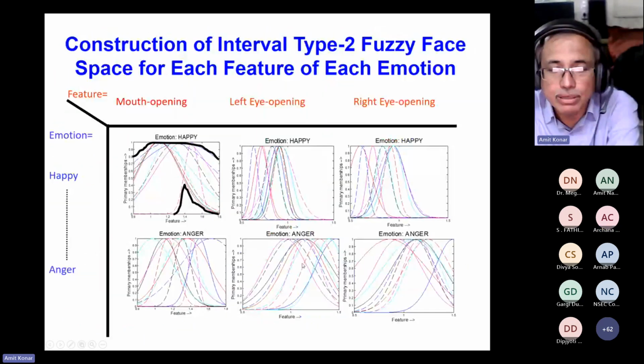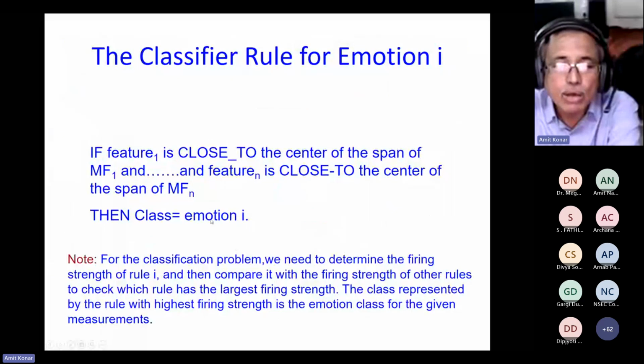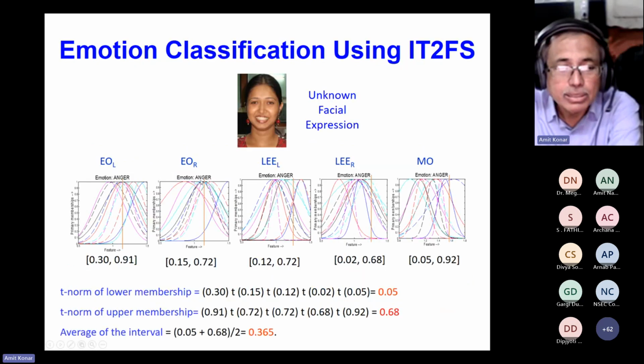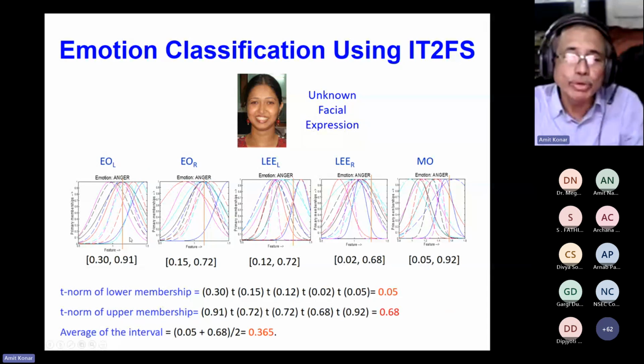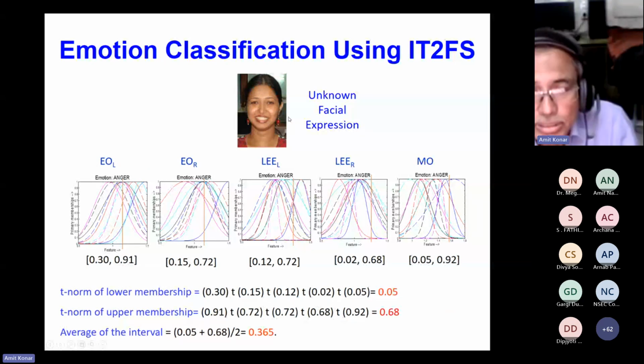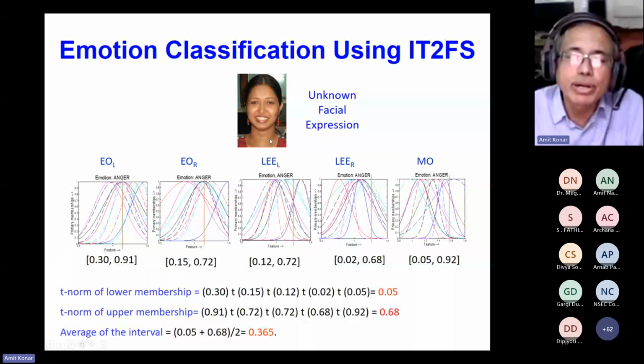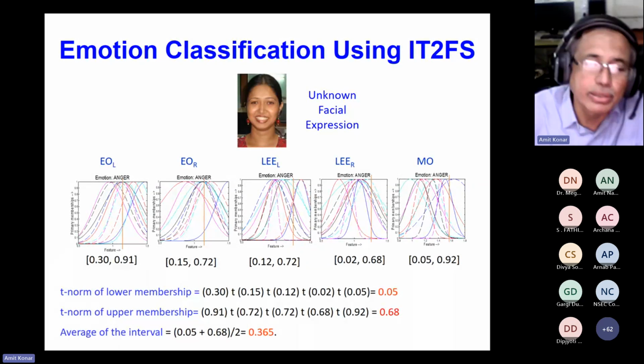So here just see, given all this, now I have a rule. If feature 1 is close to the center of the span of membership function 1, and so on, feature n, here feature 5, is close to the center of the span of membership function 5, then class equals emotion I. To understand this, just see what we did. This is an unknown facial image. This is also our student Anisha, who is now a faculty of radio physics and electronics in Calcutta University.